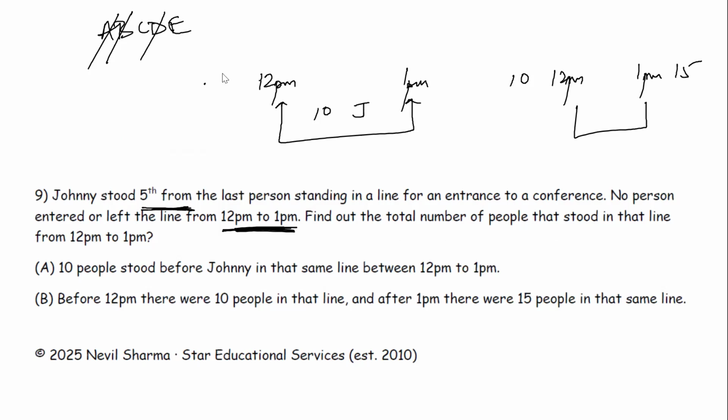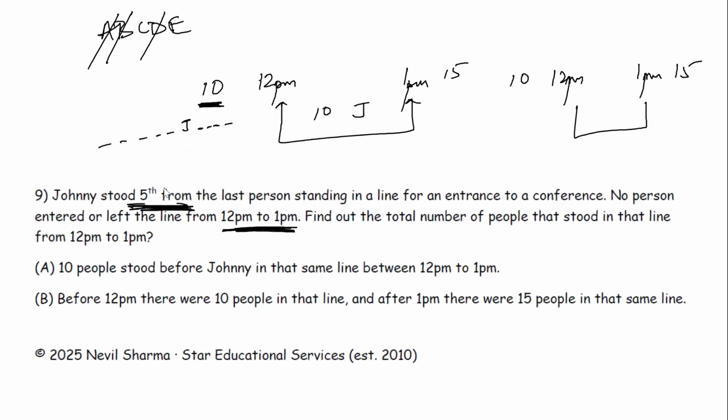Taking both the statements together, so this is A information and the B information is 10 out here and 15 out here. One more piece of information is that he stood fifth from the last. Now suppose Johnny stood fifth from the last in these 10. These 10 people include Johnny also, or perhaps not Johnny, we don't know. But let's just say that Johnny was there and he stood fifth from the last. So then there are 4 people after him, and there are 5 people in front of him because there are 10 people overall.